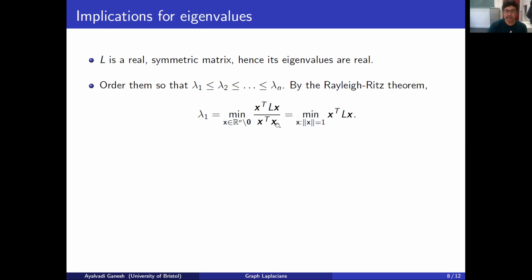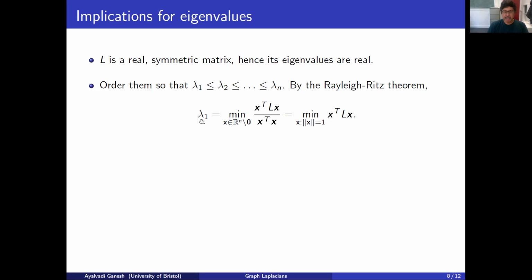So we can simply take that particular constant c, which normalizes this vector to have unit length, and that doesn't change this ratio. So instead of taking the minimum over all non-zero vectors, we can reduce it to a minimum over all vectors of length 1. And then we just have x transpose Lx because the denominator becomes 1. In that case, the squared norm, the squared length, is 1.